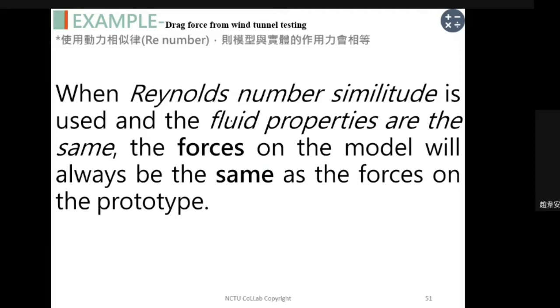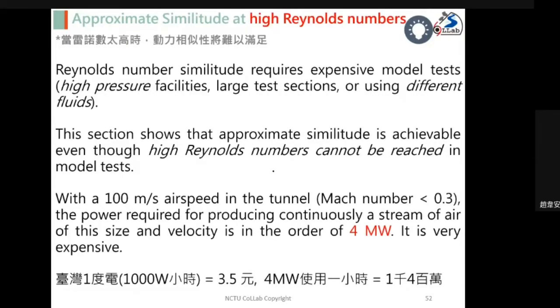The other condition is that the fluid properties are the same. Usually we assume the pressure and the temperature in the model and the prototype are the same, so we will have the same fluid properties. In that way, the force on the model will always be the same as the force on the prototype.